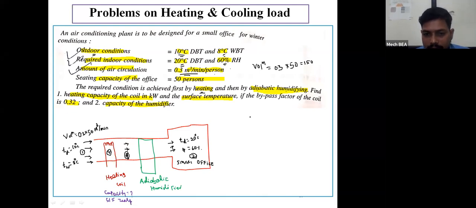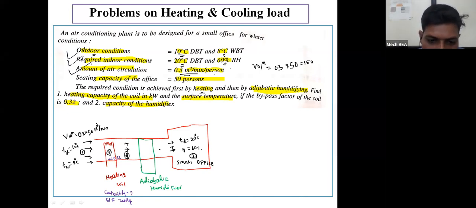Then they have mentioned that the bypass factor of the coil is 0.32. So related to this coil, the bypass factor x is equal to 0.32. Only this much they have mentioned related to this coil. And also I have to find out the capacity of the humidifier. Now if point number 3 air passes over this adiabatic humidifier, the property of that air will go on changing.